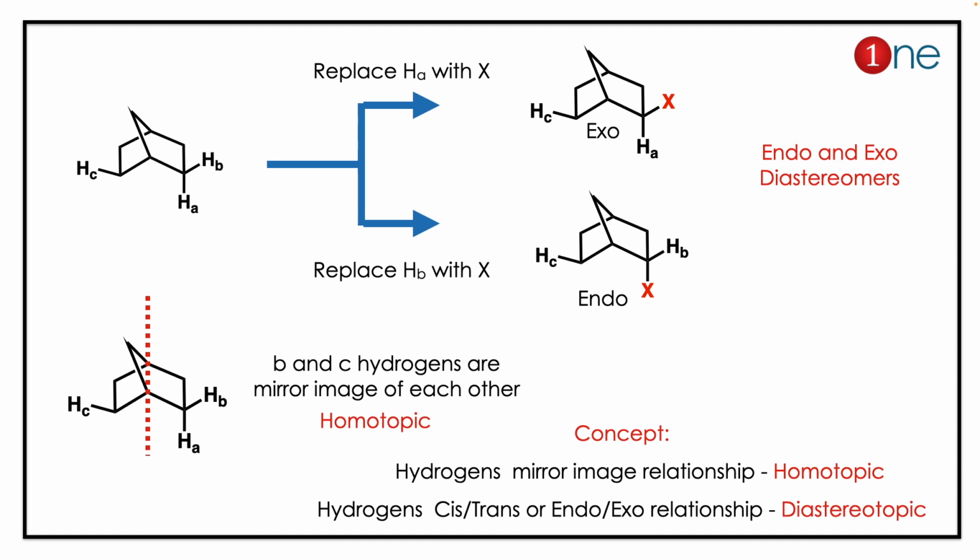Then you look at B and C. B and C have a mirror image relationship and you have homotopicity, because both hydrogens are the same, both have the same chemical shape. This topicity is important in NMR analysis. You have to master it.